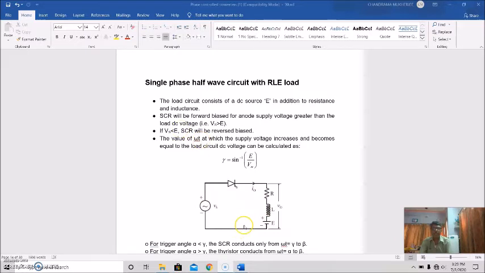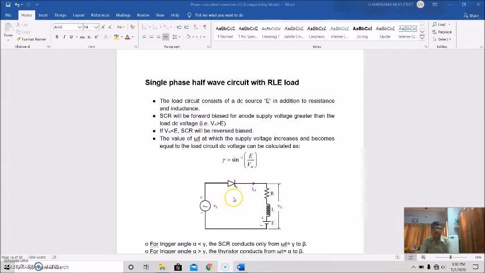The load circuit consists of a DC source E in addition to this resistance and inductance. The SCR will be forward biased for anode supply voltage greater than the load voltage, that is, when the source voltage Vs is greater than this E, it will be in the forward bias mode.